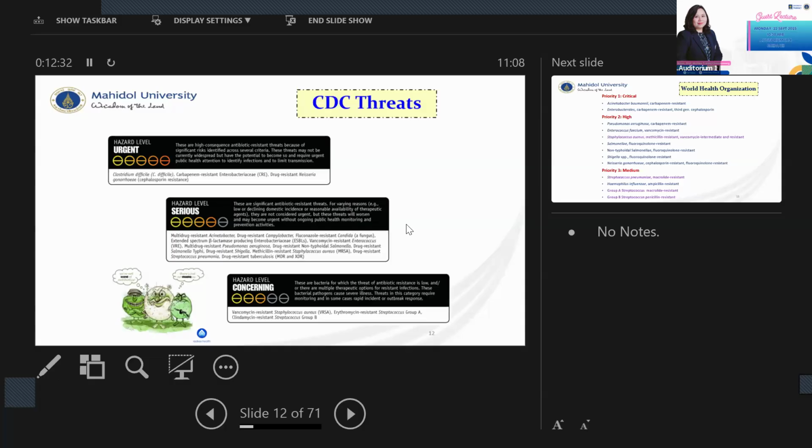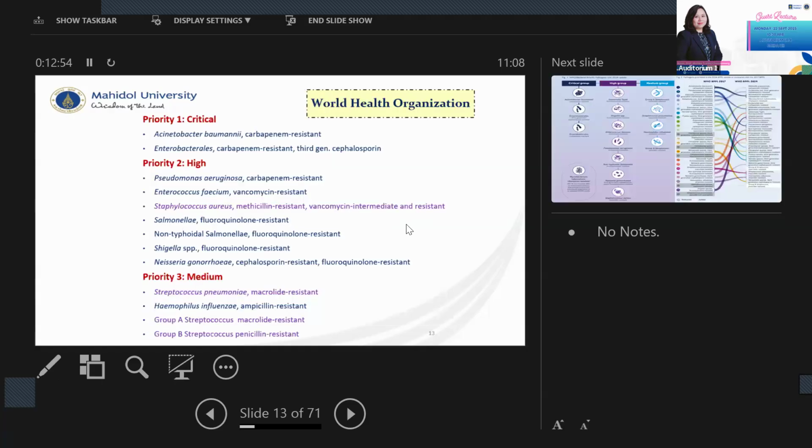That's why they replace the ESCAPE group and use C-level, right? But the others are mostly gram-negative bacteria for urgent and serious pathogens. There are some gram-positive here for concerning, which may be less serious groups. CDC is just in the US, but look at the whole world.